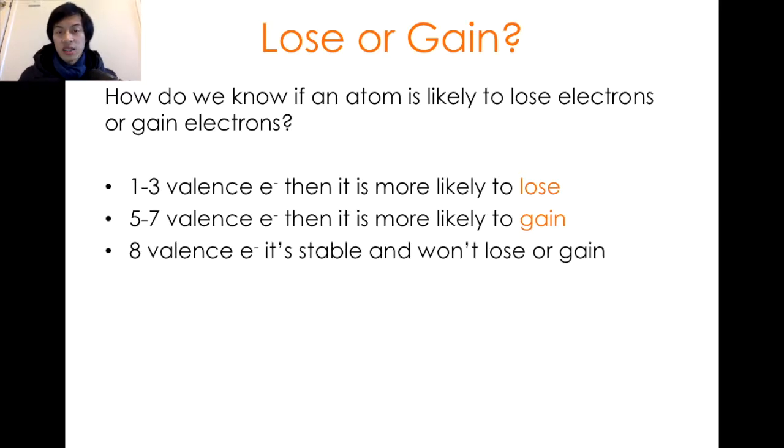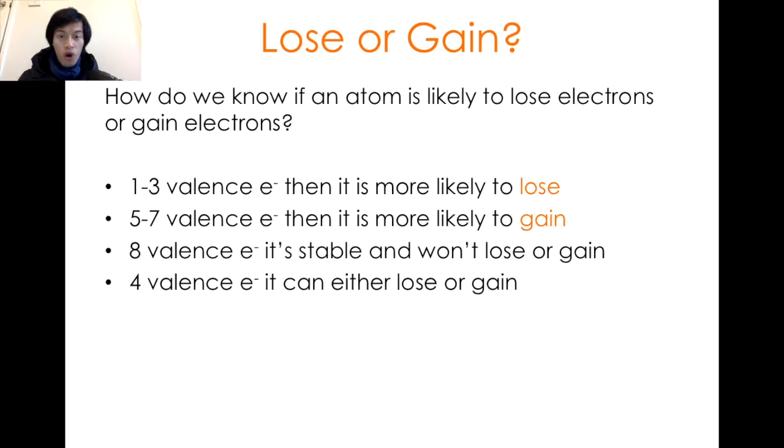If it has 8, it doesn't do either. It won't lose and it won't gain, which is why something like helium won't lose or gain electrons from other atoms, because it already has all the electrons it needs to be stable. If it has 4, it can either lose or gain. It can do both. So if it's 1 to 3, it will lose. 5 to 7 will gain. 8 won't do either, and 4 will do both. Or in some cases, 4 will also do covalent bonding, which is the other type of bonding, which we're going to cover in the next video.